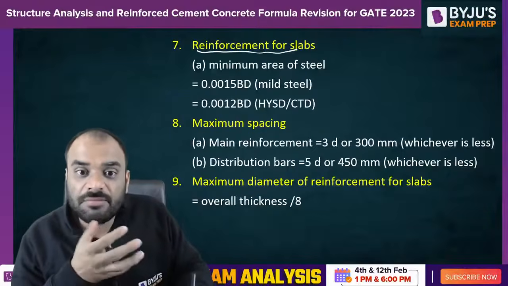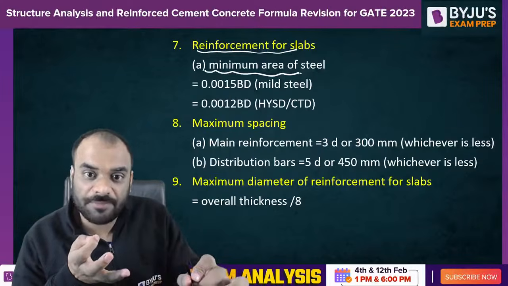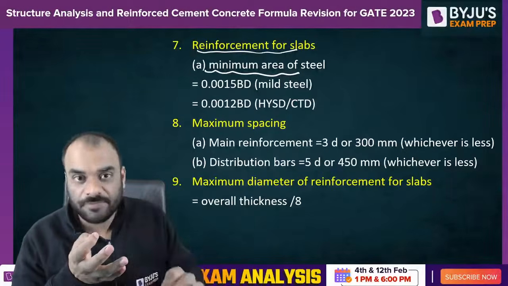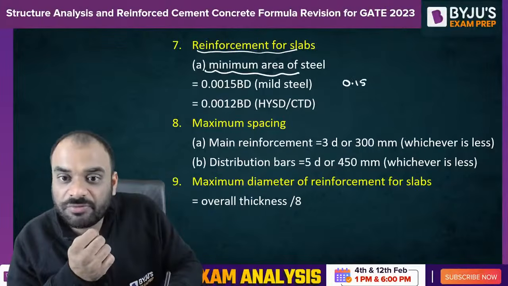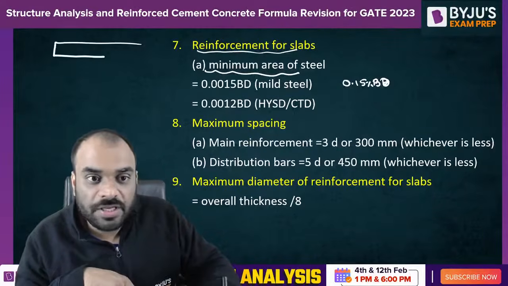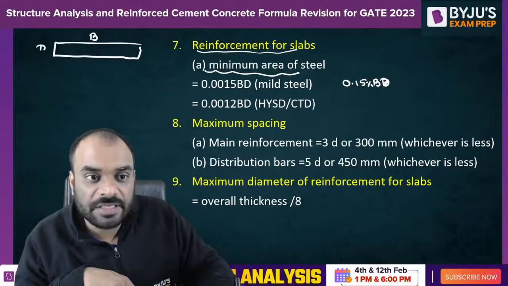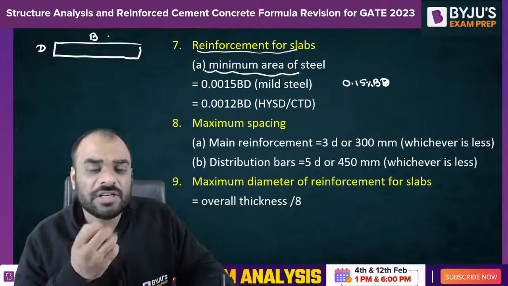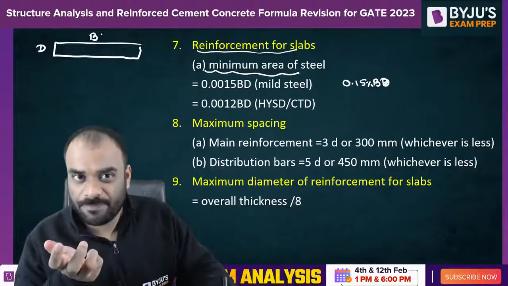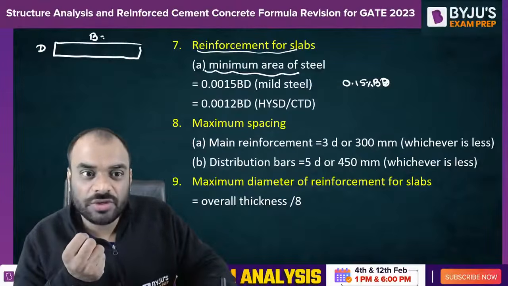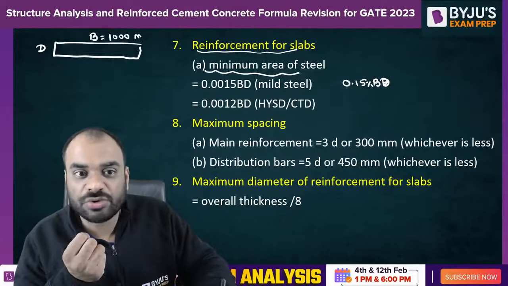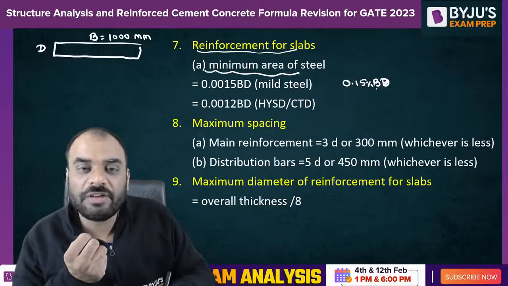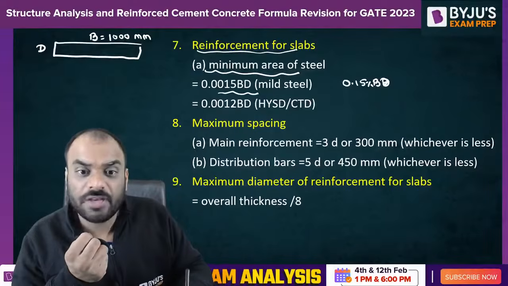Reinforcement for the slab. Minimum AST which is required in case of slab. So if you are using mild steel, it is 0.15% of B into D. Let us consider this is our B and this is our depth. Usually guys, while calculating the area of steel for the slab, we'll consider 1 meter as a width of slab, right? For which we are trying to design it. So if it is not given what is the value of B, you can consider 1000 mm, right? So 0.15% of B into D for mild steel. If you are using HYSD bar or CTD bar, then it should be 0.12%.